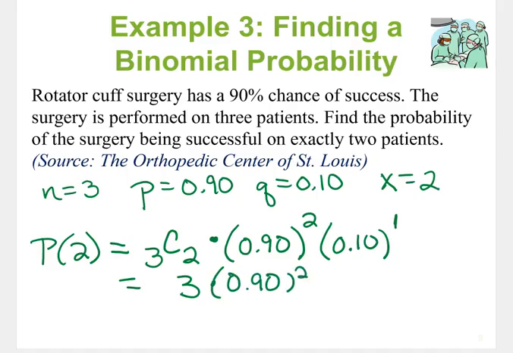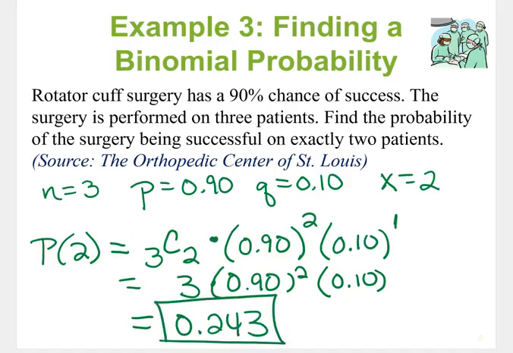So I do 3 times that times that. And again, first power is just, obviously the number. All right, multiply all that, and I get 0.243. So you have a 24.3% chance of having exactly 2 patients that have successful surgeries.